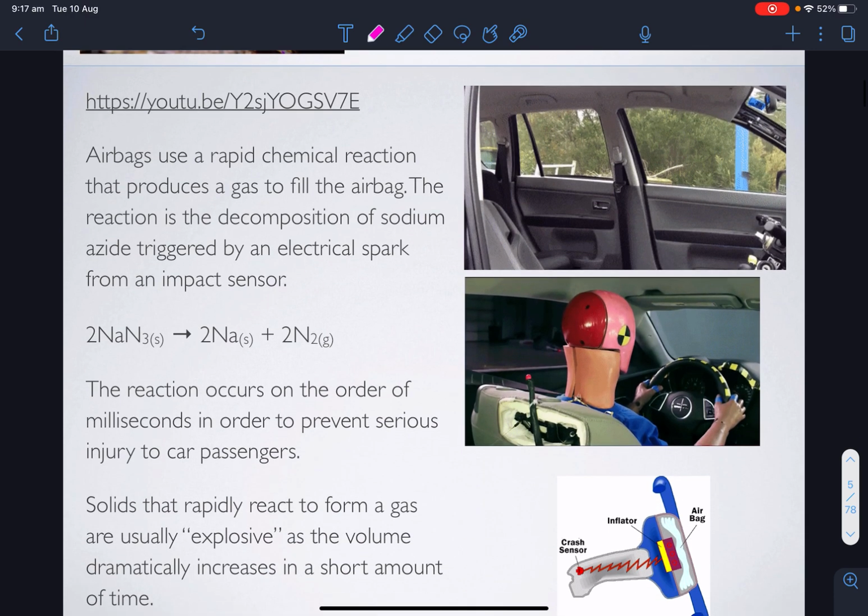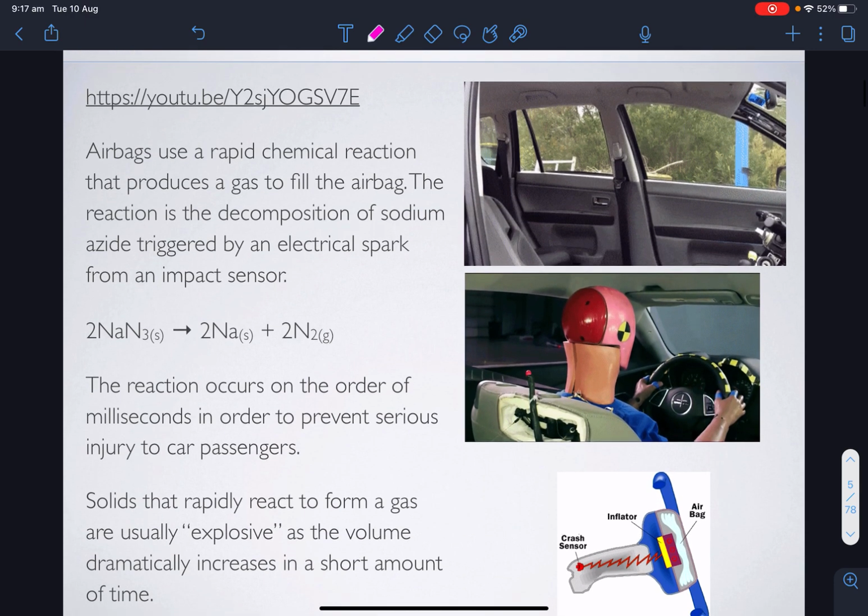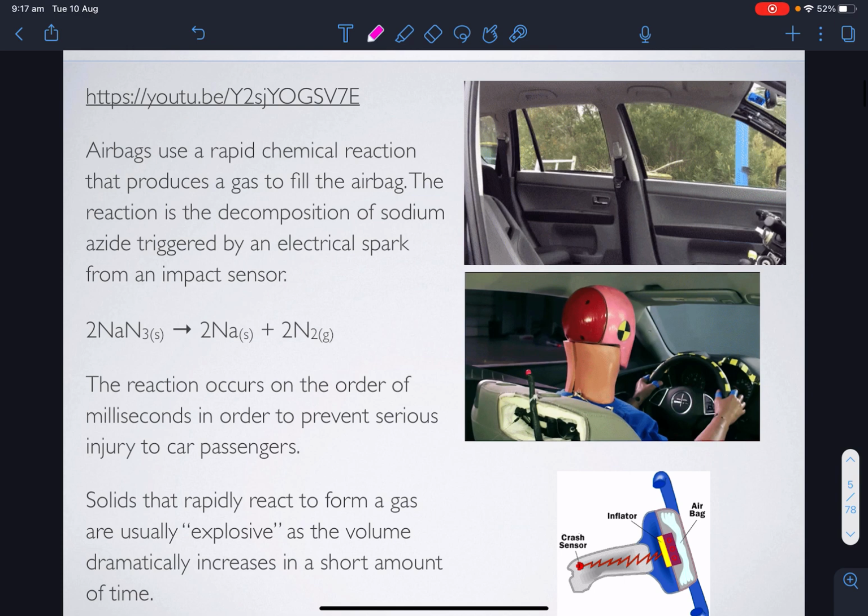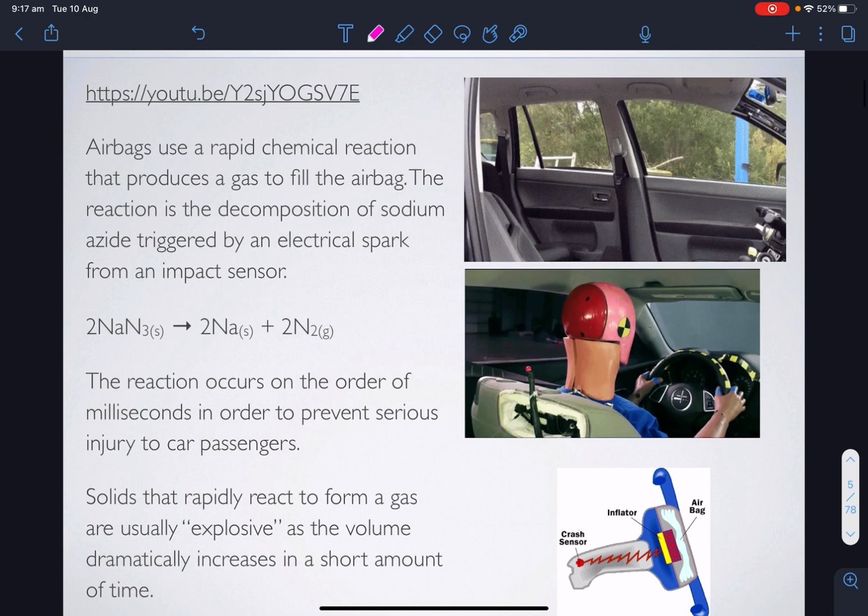Okay. An example of a fast chemical reaction are airbags. Airbags use a rapid chemical reaction that produces a gas to fill an airbag. The reaction is the decomposition of sodium azide here, NaN3. N3 minus is the azide anion. You don't have to learn that.